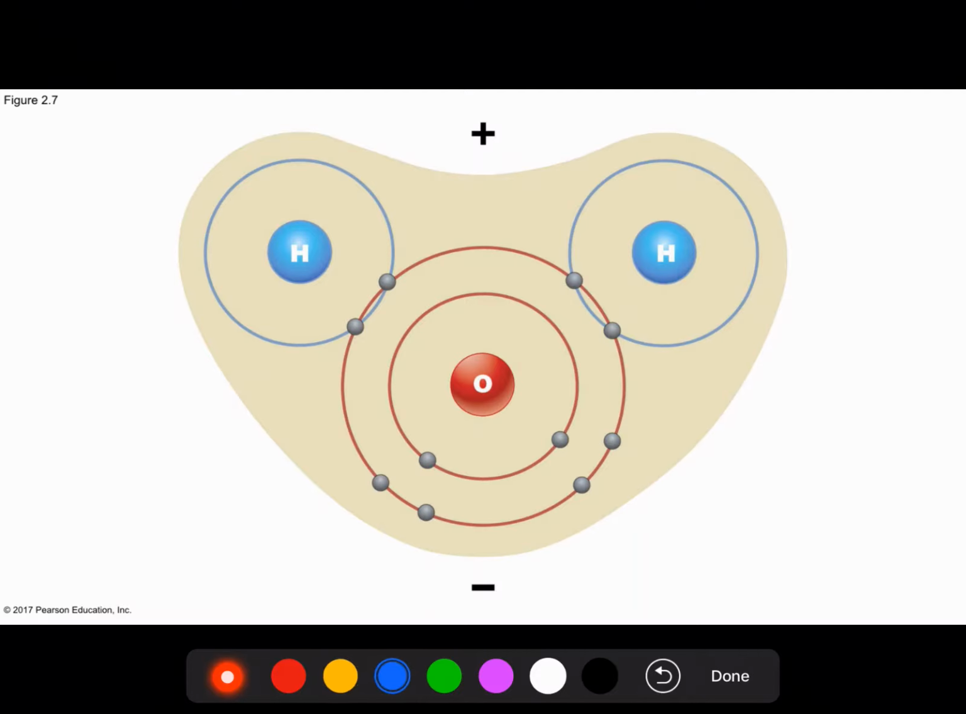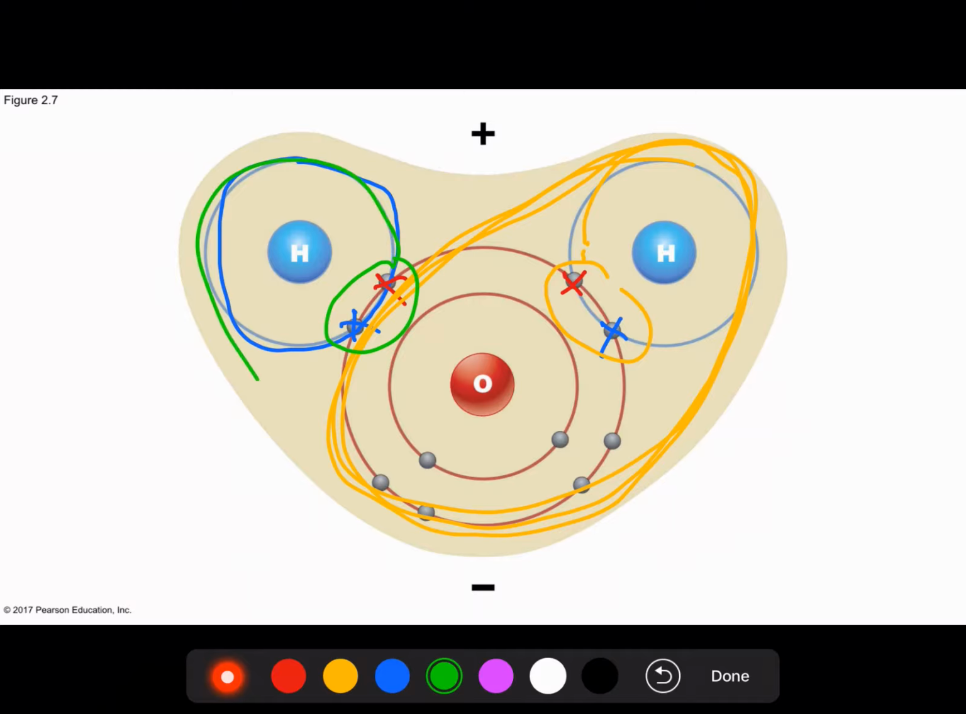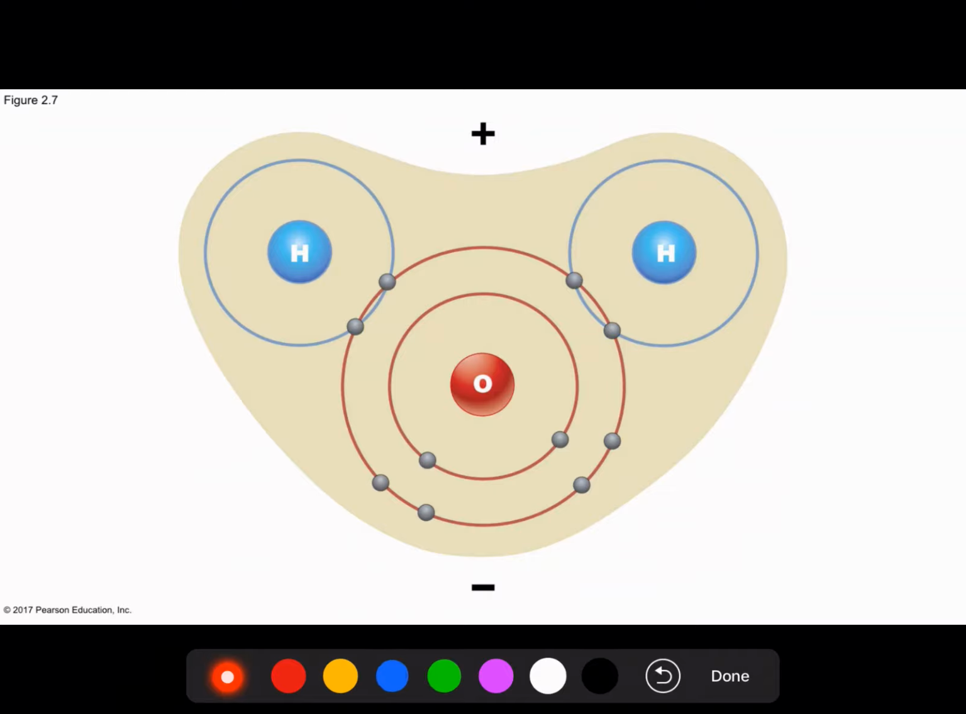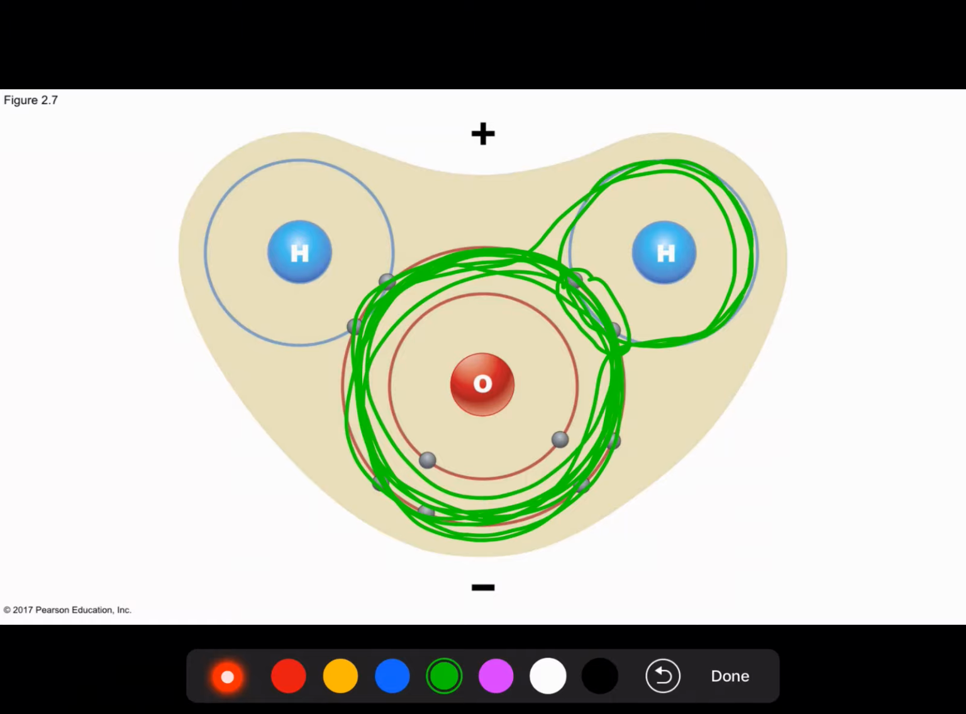What happens with water, so this is the hydrogen, this is the electron of the hydrogen, this is the electron of the oxygen, this is the electron of this hydrogen, and this is the electron of the oxygen. Theoretically, these electrons should spend equal time around both atoms, right? But in reality, that's not what's happening. These electrons, in reality, are spending more time around the oxygen and less time around the hydrogen.